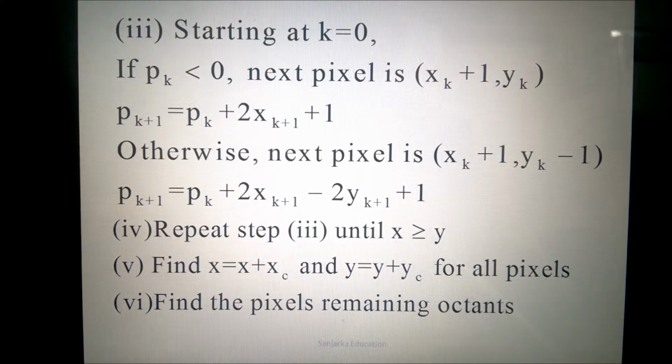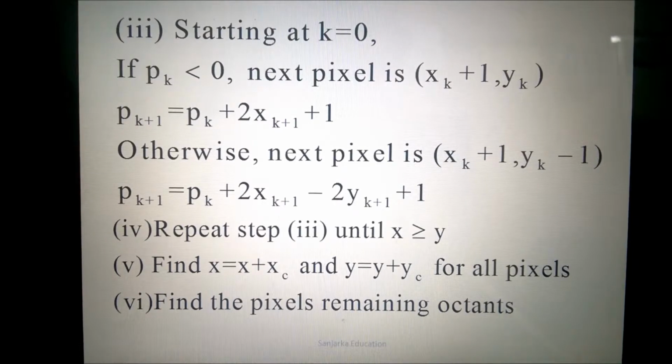Then we'll start the calculation of our decision parameter. At k equal to 0, we'll start it. And if the decision parameter is found to be less than 0, the next pixel is xk plus 1. That means the x coordinate of the pixel will be incremented by 1 and yk will remain the same. And therefore, the next decision parameter will be found by this equation that I have already shown.